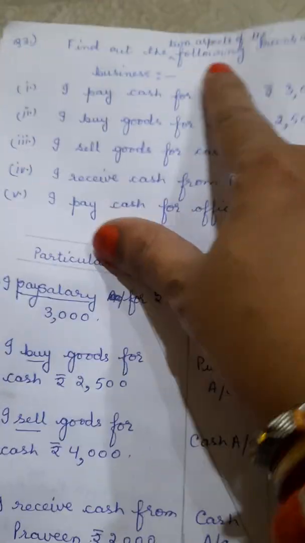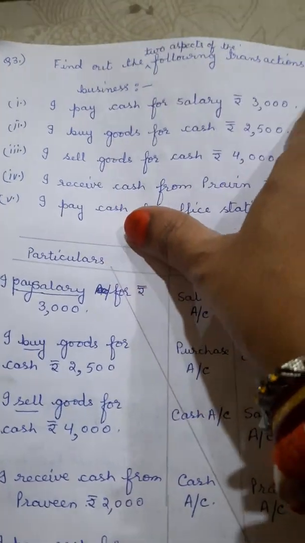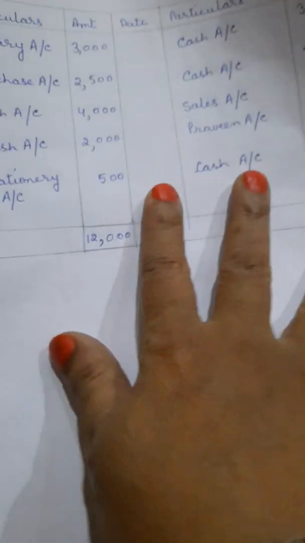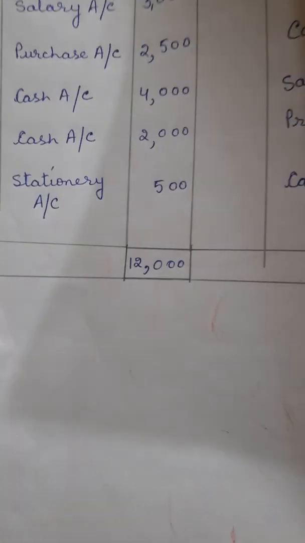We are finding out the two aspects of the following transactions of our business. So in this way we are solving the problems and practicing. Very easy, debit and credit. Next class we will proceed with another chapter. Thank you.